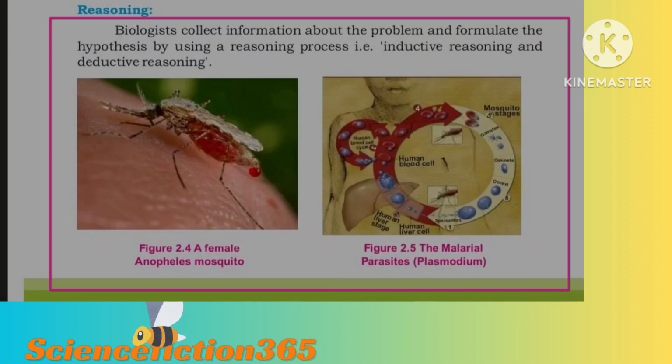Now let's continue with the scientific method. In the reasoning step, biologists collect information about the problem and formulate hypotheses by using a reasoning process. Now reasoning can be either inductive reasoning or deductive reasoning. Basically, you can say that reasonings are simply asking questions. Now there are two types of reasoning. Let's start with the first one, which is inductive reasoning.